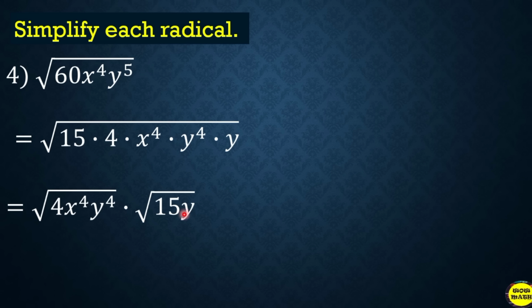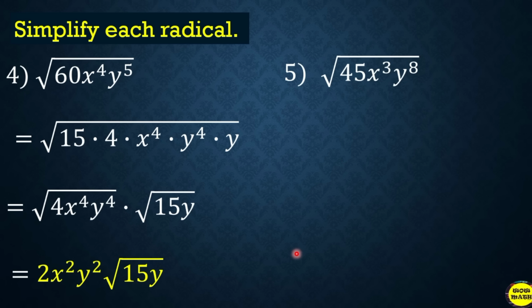Ma-remove natin yung 4, yung x to the fourth, and y to the fourth. So, magkasama sila. Ang hindi natin ma-remove is 15 saka yung y. Kaya magkasama sila. So, therefore, square root of 4, that is 2. Square root of x to the fourth, so madidivide natin, that's x squared. Square root of y to the fourth, that is y squared. Square root of 15y. Okay, that will be the final answer.